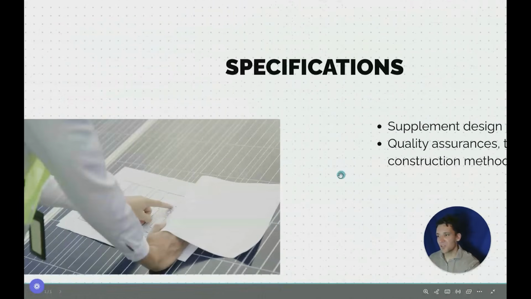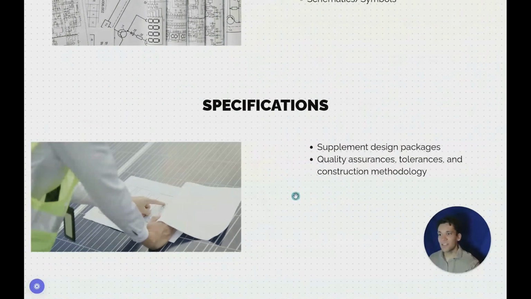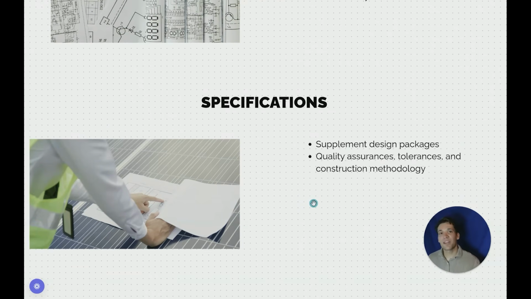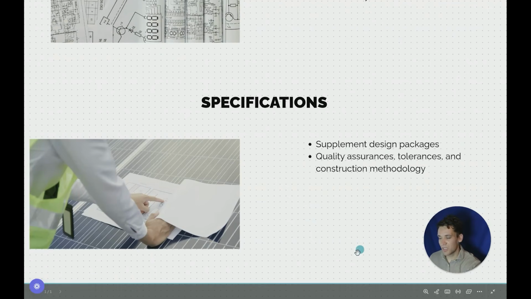Okay, next we've got specifications. So specifications supplement design drawings and design packages. They talk about things like quality assurance standards, construction methodologies, or certain tolerances we need to meet. For example, we might have a set of structural engineering drawings that show us the concrete work we have to do. We might have a concrete work specification that talks about what type of testing we need to do. They'll be captured in the specifications.